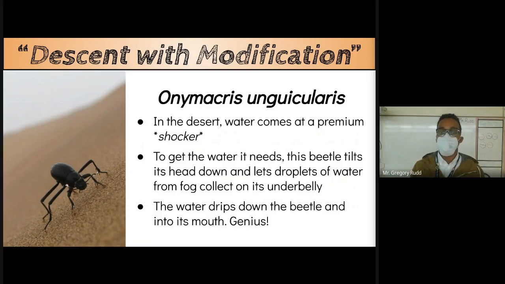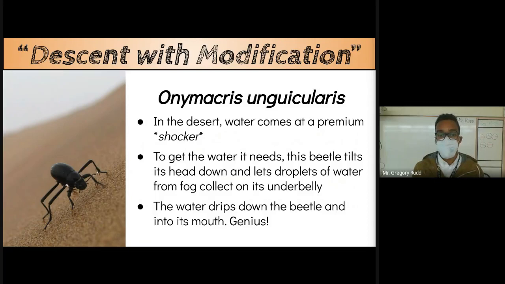And this is how the bug gets water. There is no other source. It's not like it's going to find a pond or anything like that. It has to actually collect water from the fog. So this is genius, right? This is almost hard for us to imagine that the bug would know how to do something like this.